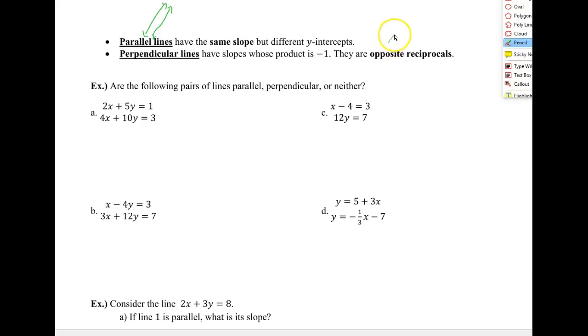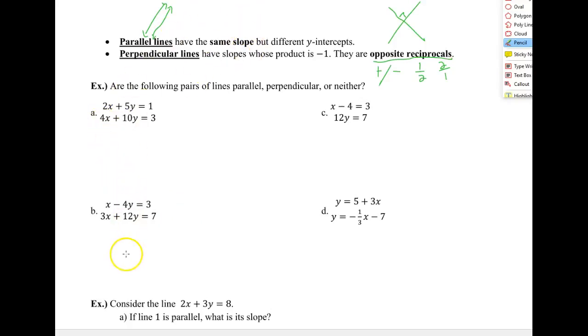Perpendicular lines are lines that intersect at a 90-degree angle. Like the edge of your paper is a 90-degree angle. Their slopes have a product of -1, meaning when you multiply the two together, they'll equal -1. They're also called opposite reciprocals. Opposite meaning opposite signs, so one is positive, one is negative. Reciprocal meaning flipping the numerator and denominator, right? So the reciprocal of 1/2 would be 2/1.